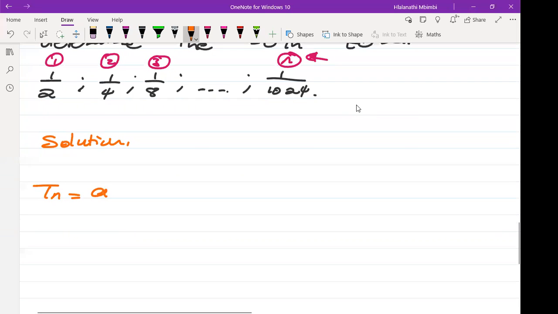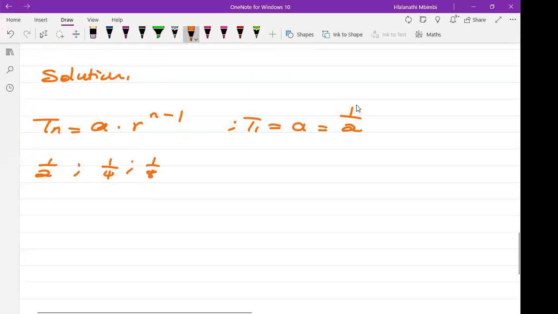So Tn is equal to A times R to the power n minus 1. Now we know that T1 is equal to A, and therefore in this case, that would be a half. Now we need to find what R is. We have a half, a quarter, an eighth, and so on. I'm not going to write the rest. So I'm going to find the common ratio here. What would be a quarter divided by a half? And that question goes to Jemmy and Shana. What would be 1/8 divided by a quarter?